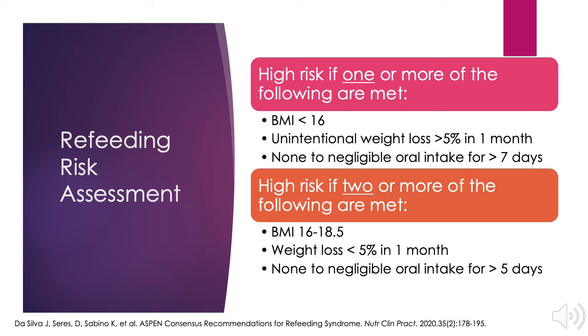If a patient has at least 2 of the following, then the patient will be automatically classified as high risk for refeeding. If their BMI is between 16 and 18.5, if the patient had weight loss less than 5% in a 1-month period, and if the patient had none to negligible oral intake for a period greater than 5 days.